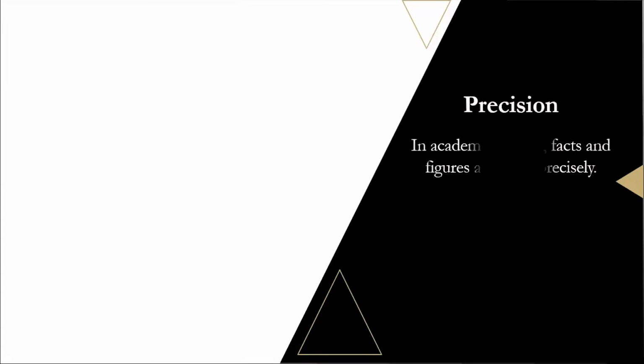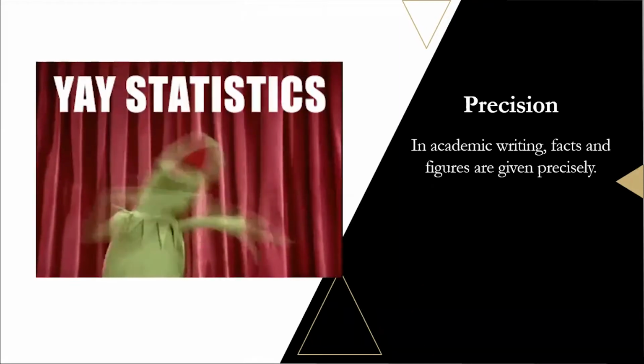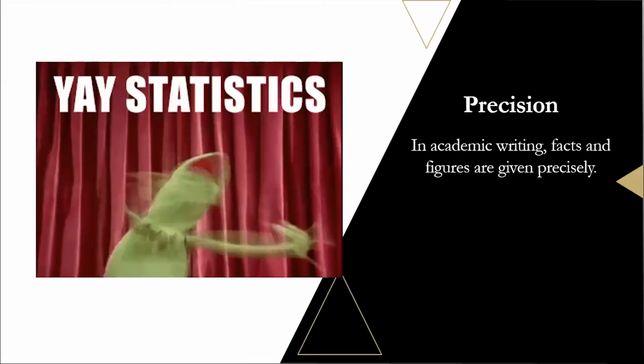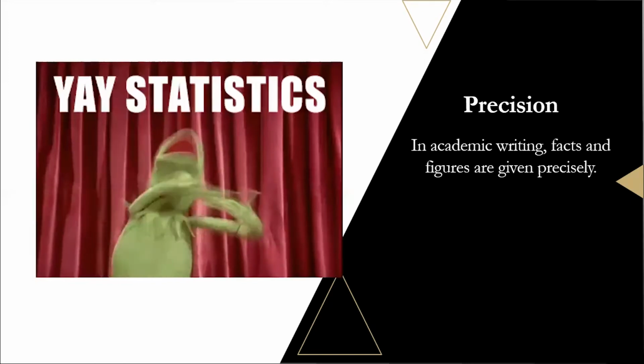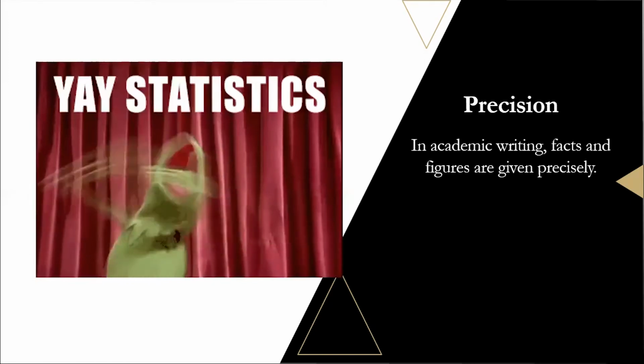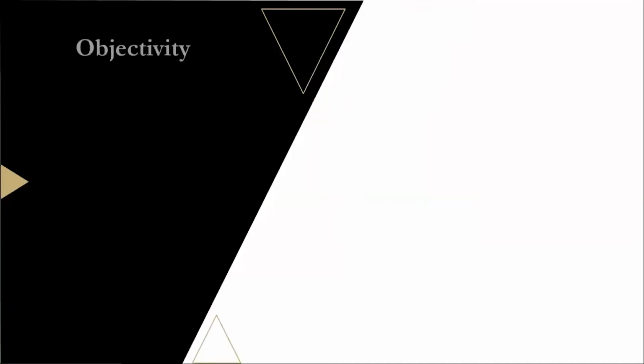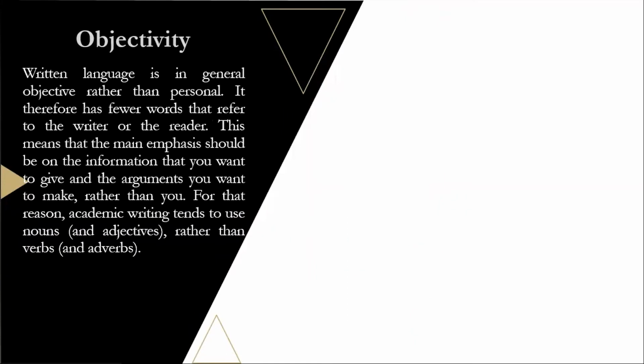The next one, precision. In academic writing, facts and figures are given precisely. You include, to support your claim, exact amount, exact figures, exact data. The next one, objectivity. Written language is in general objective rather than personal, rather than subjective. It therefore has fewer words that refer to the writer or the reader. This means that the main emphasis should be on the information that you want to give and the arguments you want to make rather than you. For that reason, academic writing tends to use nouns and adjectives rather than verbs and adverbs.